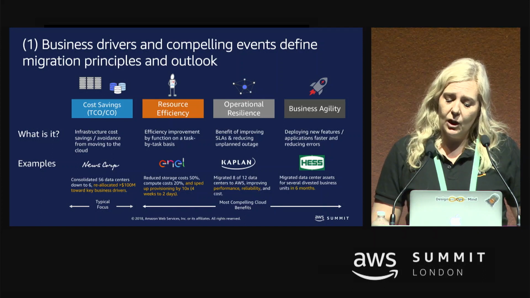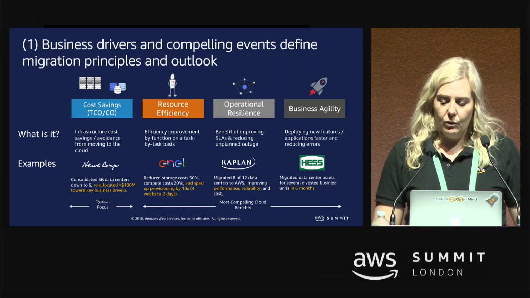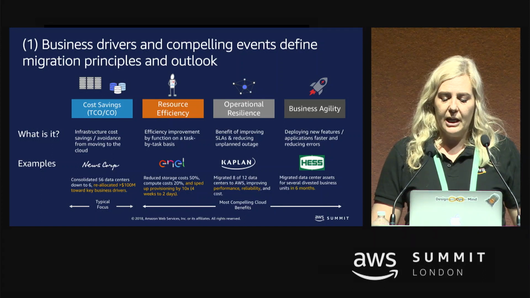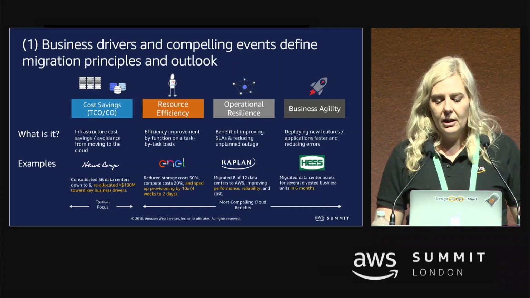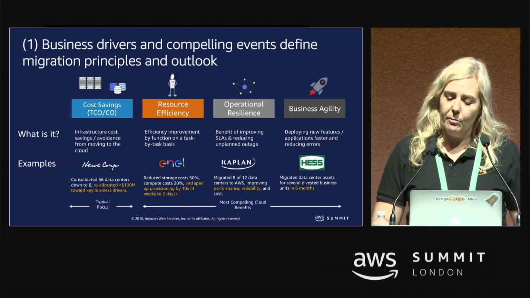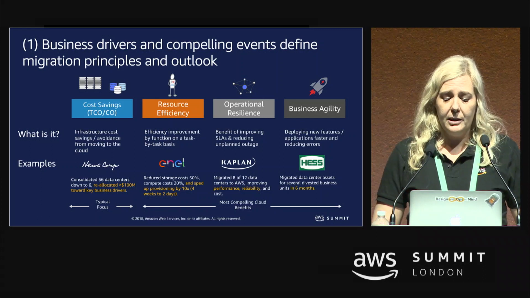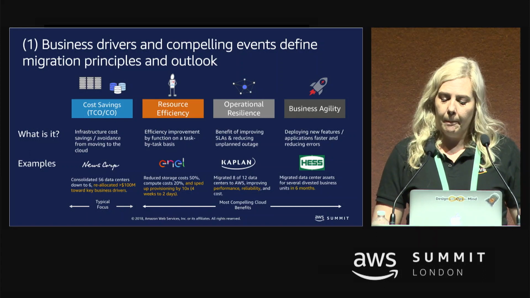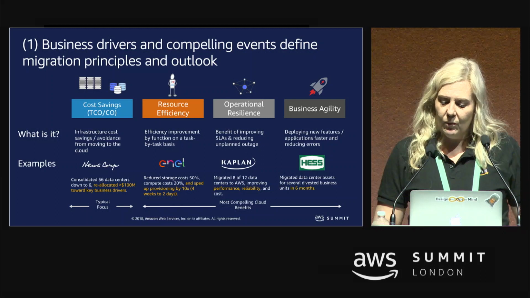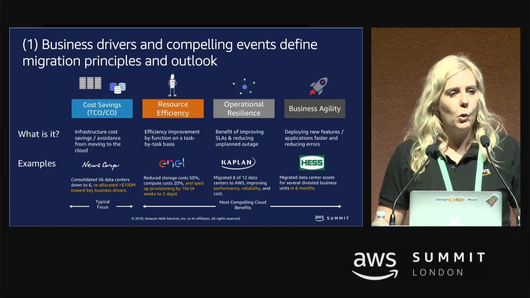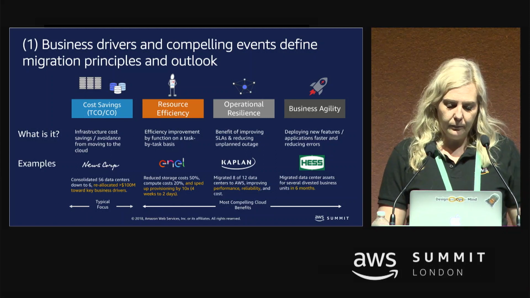Kaplan, on the other hand, wanted to improve their operational resilience, so they migrated 8 of their 12 data centers to AWS, therefore improving their performance, reliability, as well as improving their costs. So that's where we start, understanding the reasons that you want to migrate to the cloud.